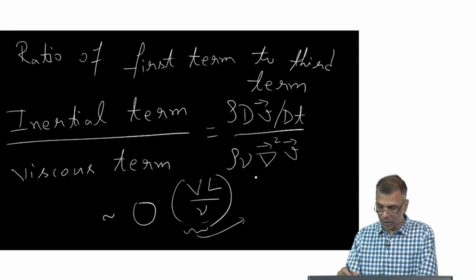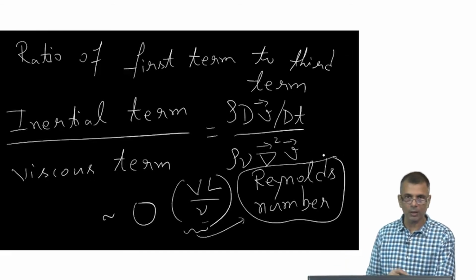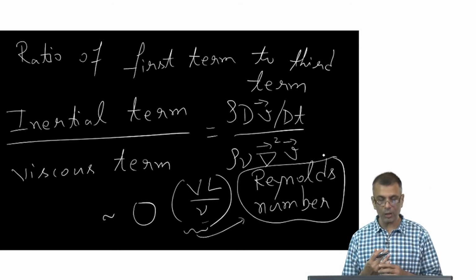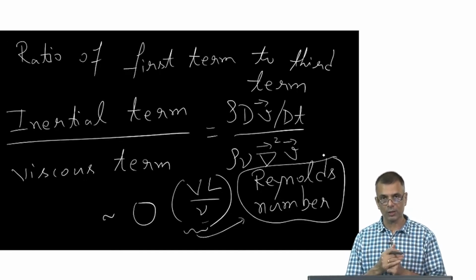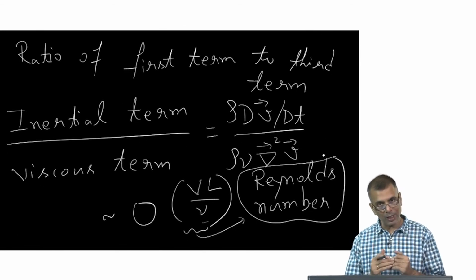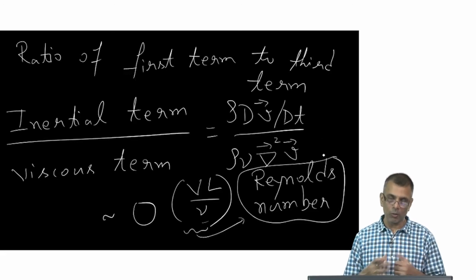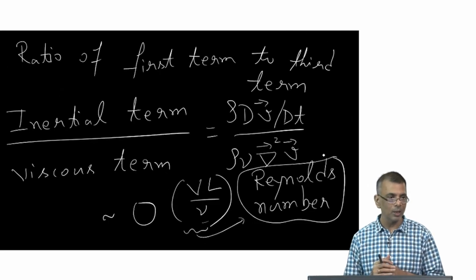This term is called the Reynolds number. Another very important number in fluid dynamics, the Reynolds number. The Reynolds number gives you the ratio of the inertial term to the viscous term. If the Reynolds number is large, the viscous term is relatively speaking negligible. If the Reynolds number is low, then the viscous term is quite important. So this is how these things come about.